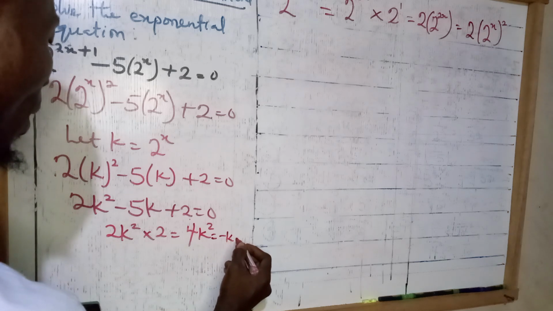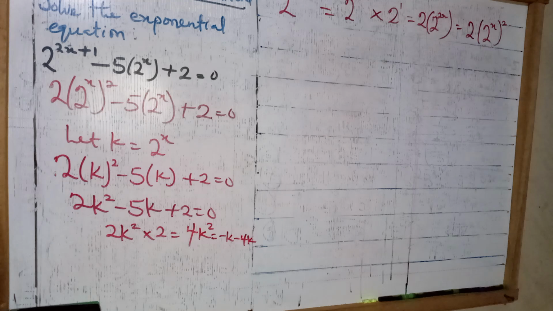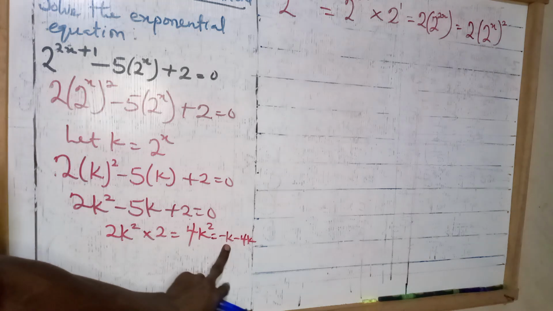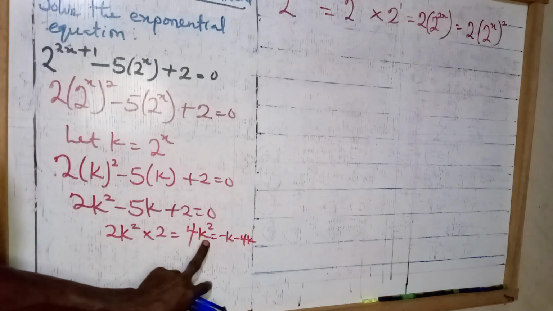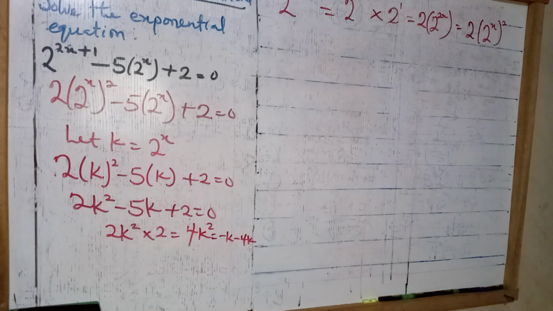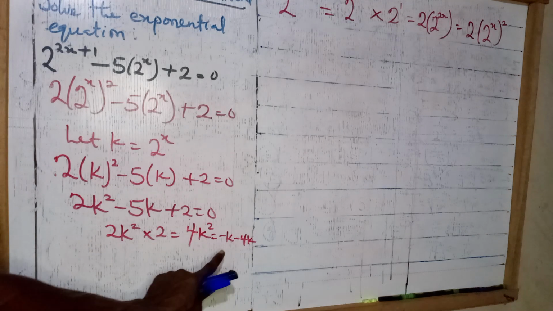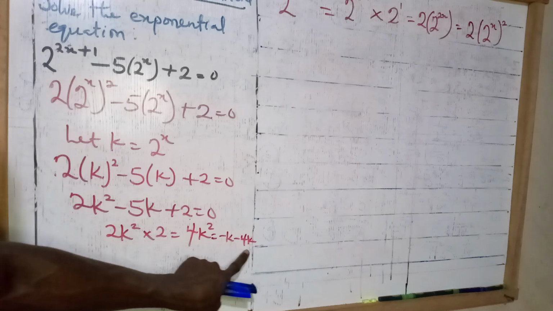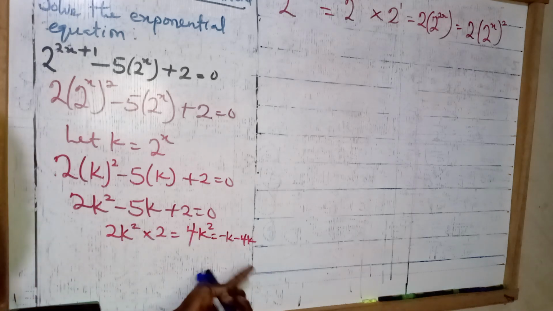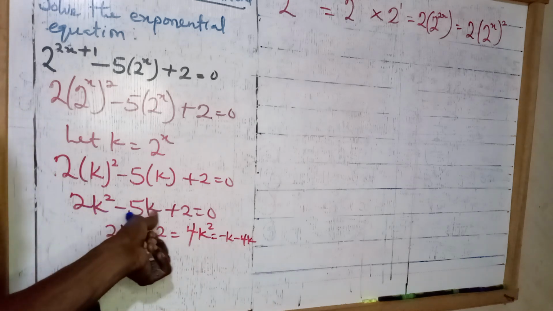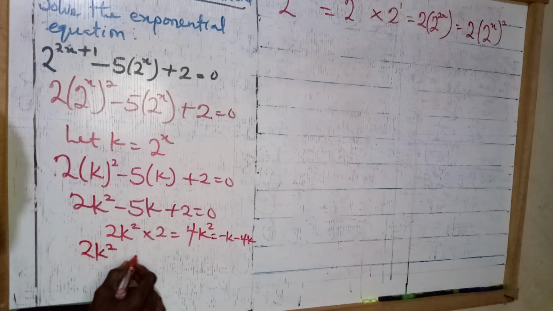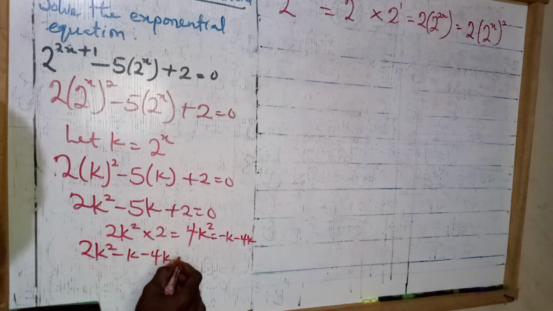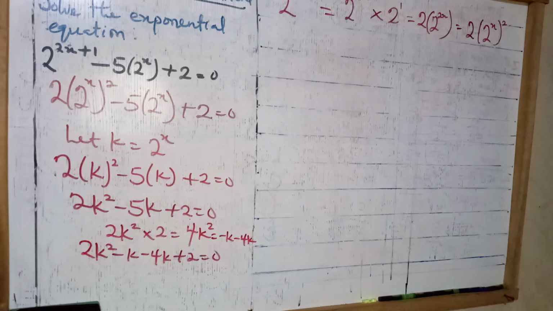So the two numbers that will give us 4k squared and minus 5k are minus k and minus 4k. By the time we multiply minus k by minus 4k, minus times minus is plus, 1 times 4, 4, then k times 4k, that is 4k squared. And when we sum this together, minus k minus 4k will give us minus 5k. So we will now use this minus k minus 4k in place of minus 5k to have 2k squared minus k minus 4k plus 2 is equals to 0.